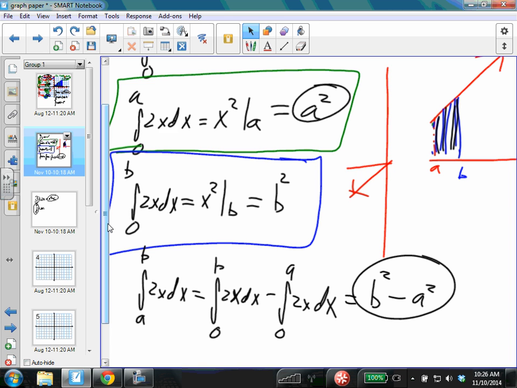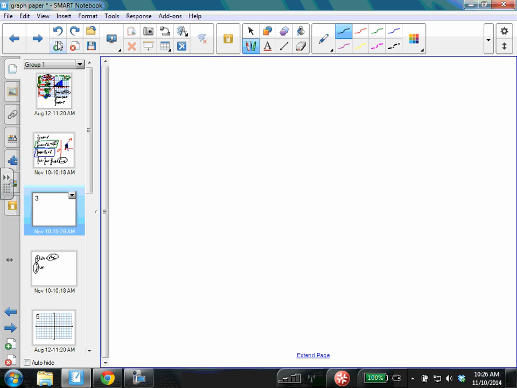Okay. So in general, let's make a general form of this. The integral from a to b of f of x dx. We're going to generalize this. The integral from a to b of f of x dx. What would we need to do?